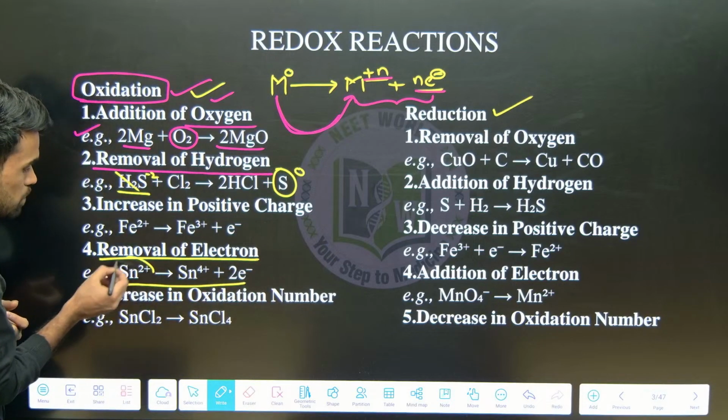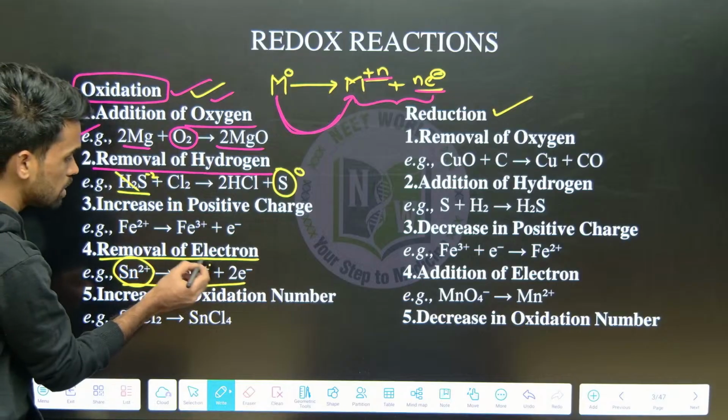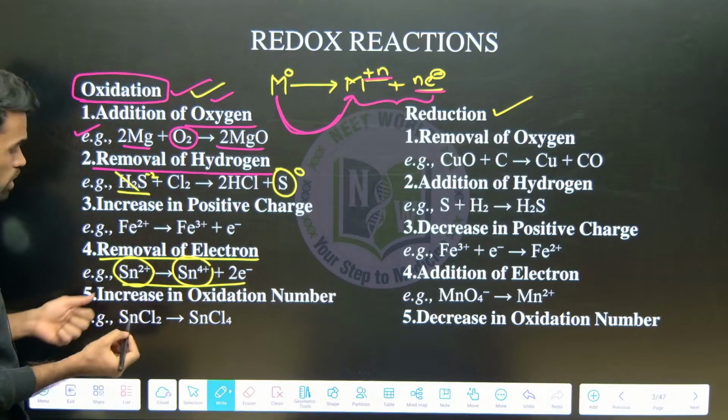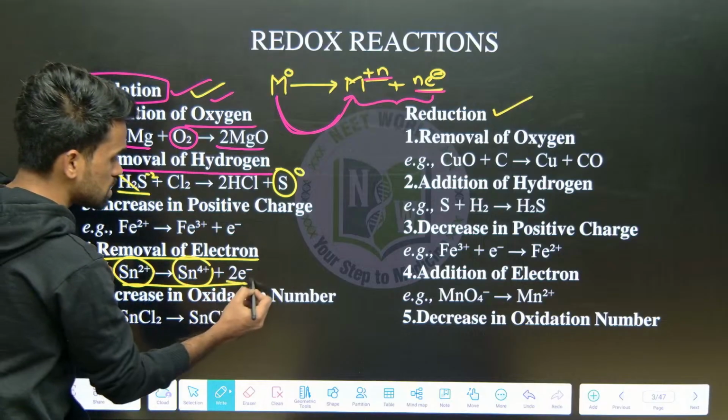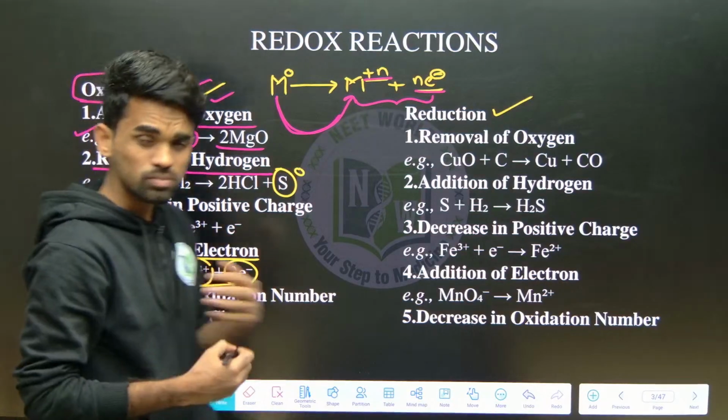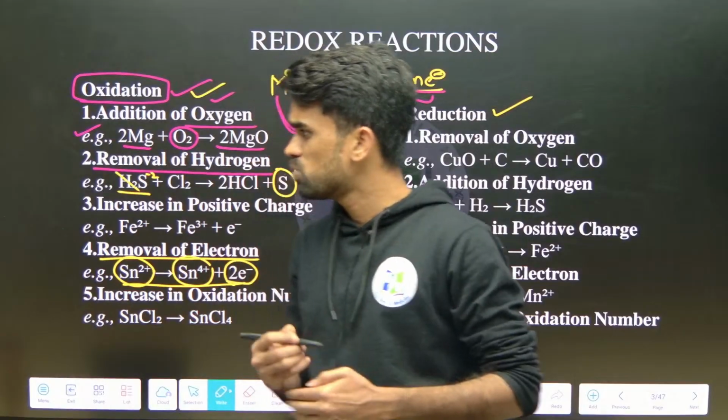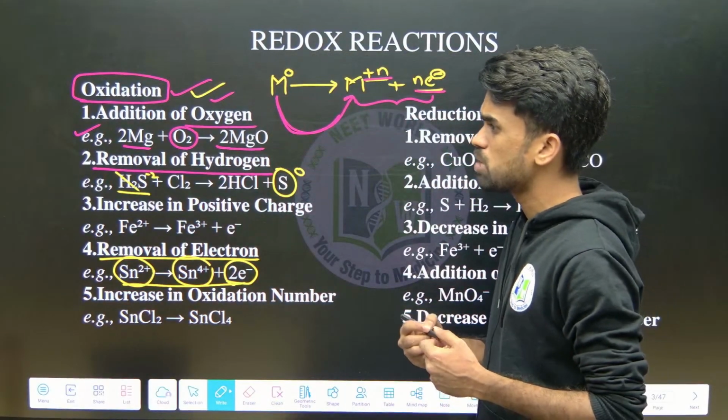See, Sn plus 2, tin plus 2 is there. Here tin plus 4, it is converted from plus 2 to plus 4. It means 2 electrons are lost. So you can say this is also an example of oxidation. What we are saying, removal of electrons is also an oxidation process.